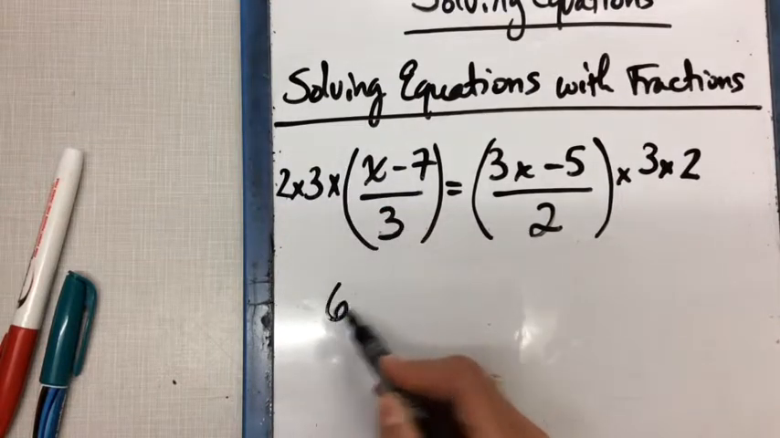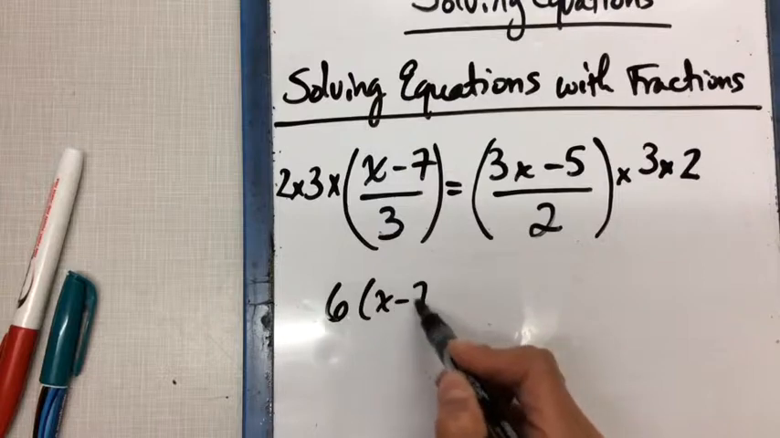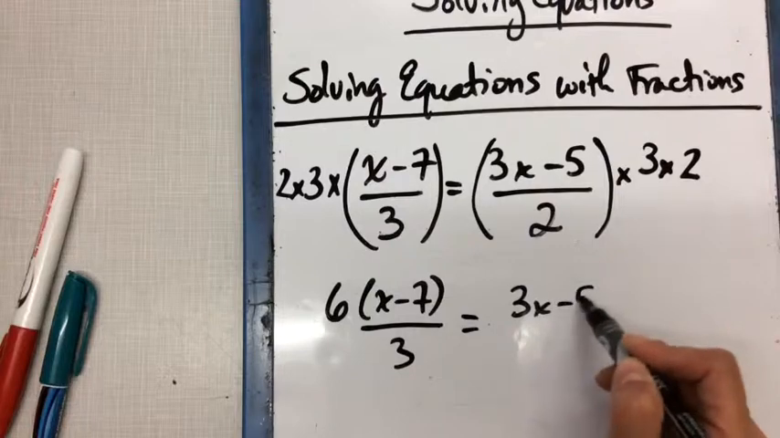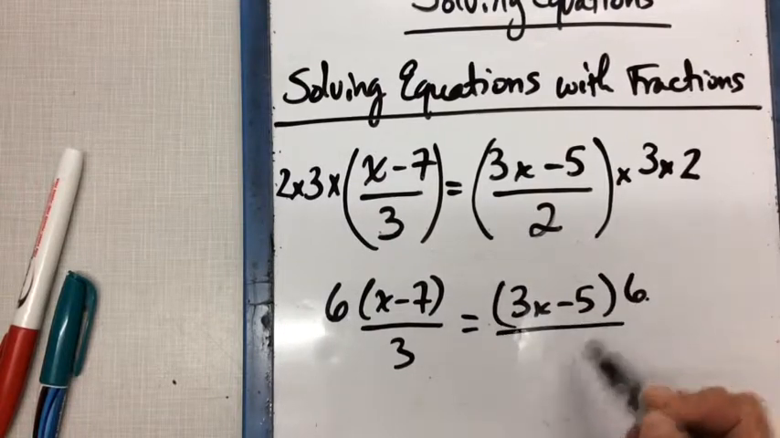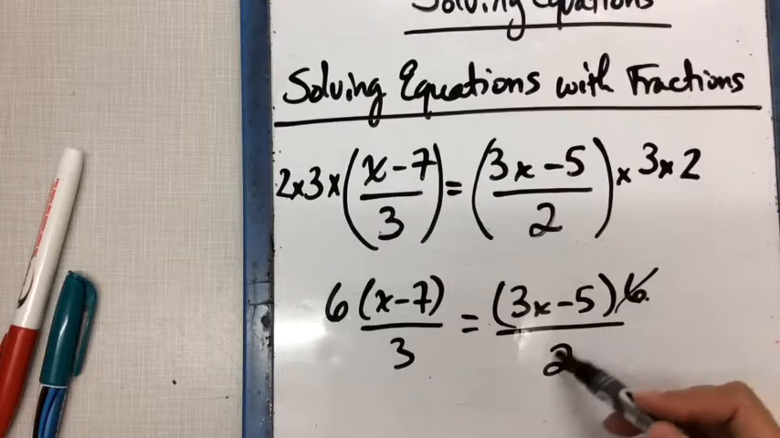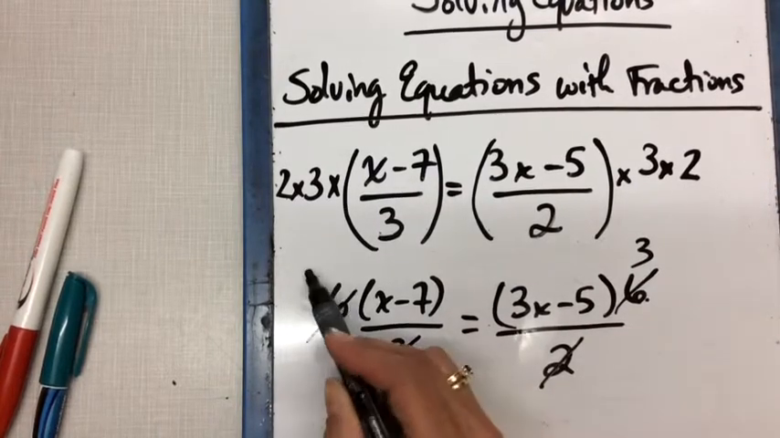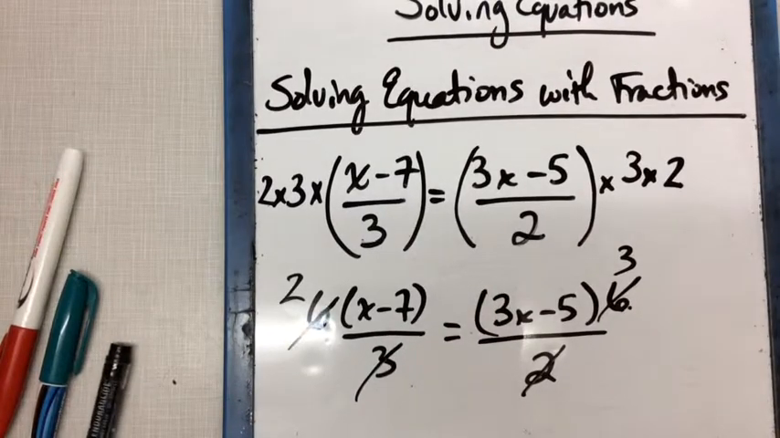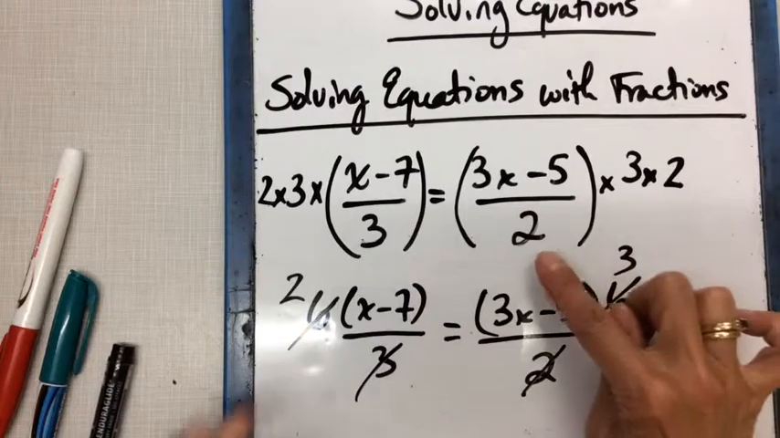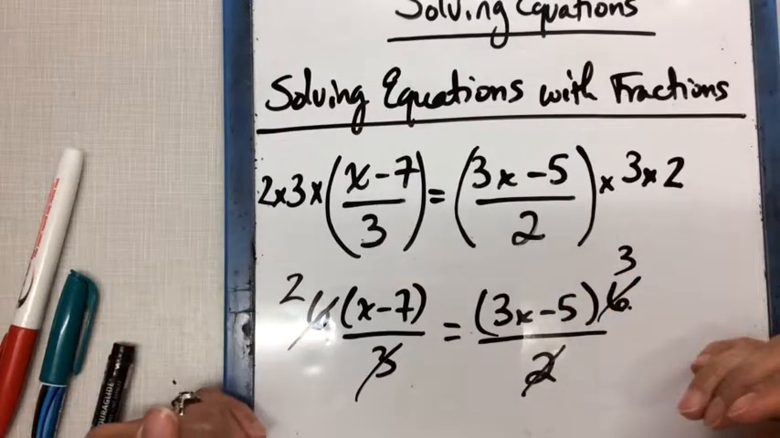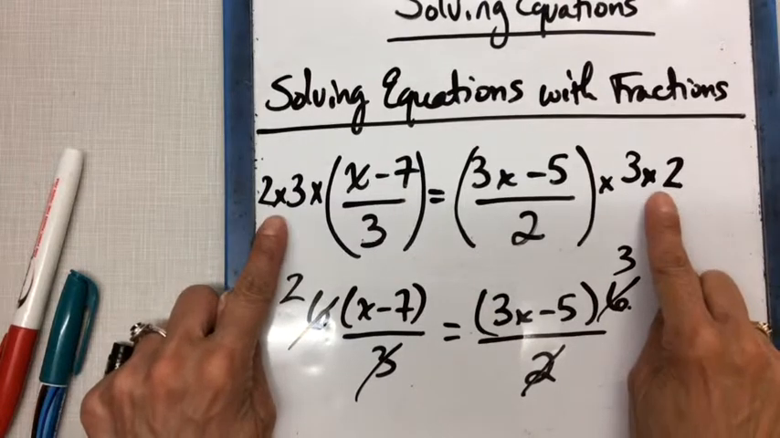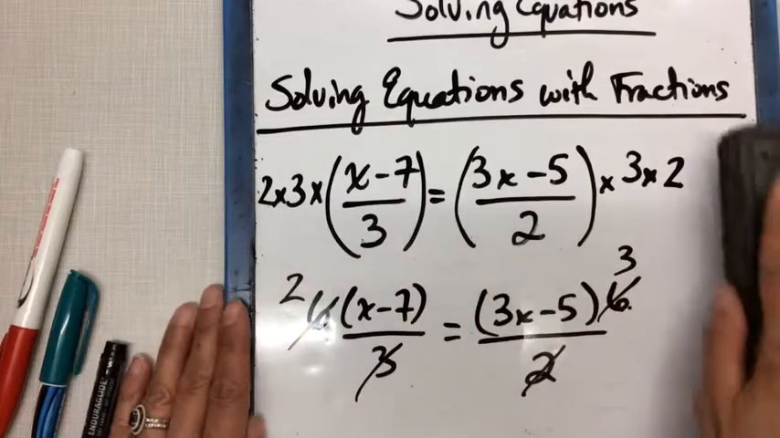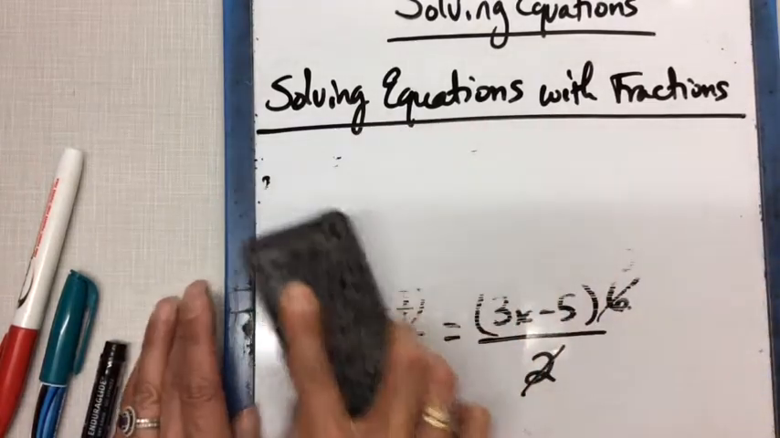And so you see that I do get 6 times x minus 7 over 3 equals 3x minus 5 times 6 over 2. And these can cancel out, and these can cancel out. So it's the same thing. Basically, I'm just showing you two ways of thinking about it. So I actually, using what I've taught you before about doing the opposite operation, we still ended up with 6, and it is also the common denominator of 3 and 2. Okay? So that was another way of showing it.